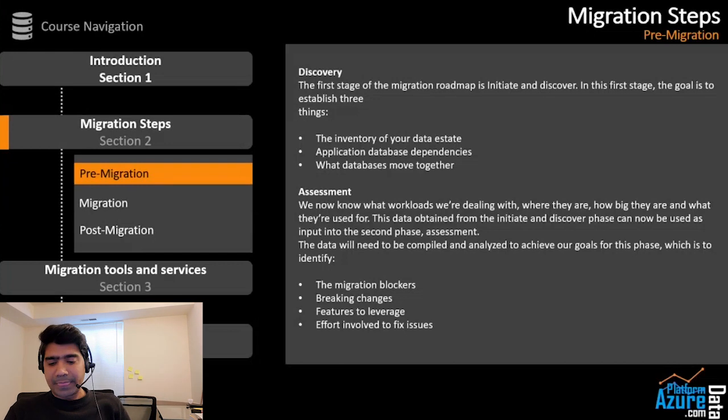Then assessment. When you perform assessment, there are multiple things you have to take care of, and I'll show you using the DMA tool, which is the Data Migration Assistant tool. First, you need to find out migration blockers. When you perform assessment, you will find certain blockers, breaking changes, or features to leverage. If there are migration blockers, it means you cannot move further. You have to stop, because the target database you selected will not support your existing workload. So it is very important that you should not have any migration blockers.